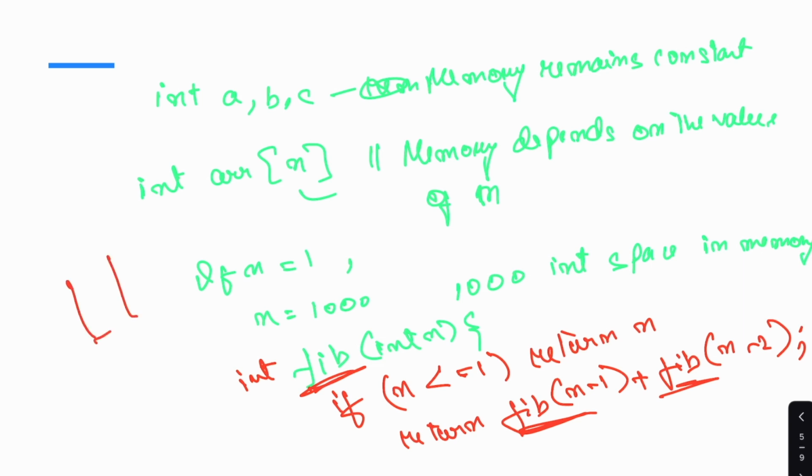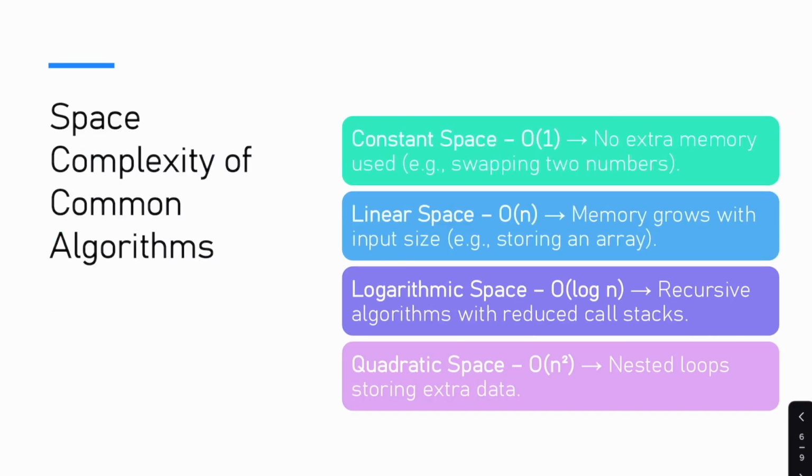large. So they will be put on the stack like this. If the Fibonacci is calling here, they will stack up on the memory. So if n is too large, it will lead to stack overflow. Okay, so let's see the space complexity of some common algorithms.